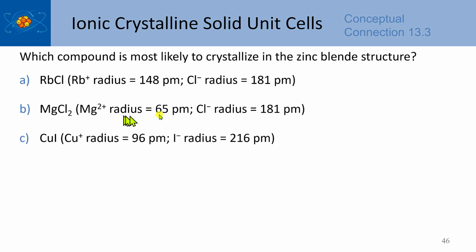Magnesium chloride is more like the fluorite structure. We have a large difference in size, but what you have is a 2 to 1 charge ratio. And then copper iodide has a large difference in size and a 1 to 1 ratio in the charges. So the most likely compound to take on a zinc blende structure would be copper iodide.